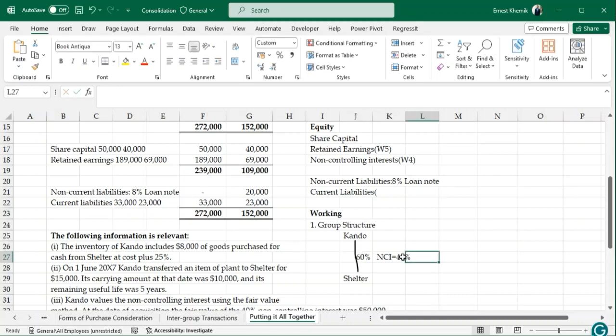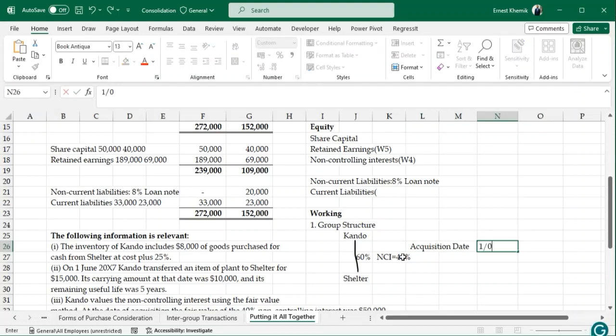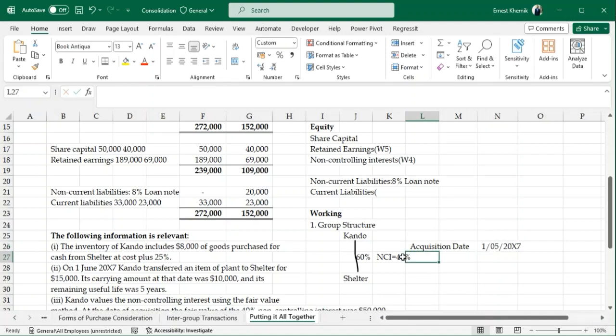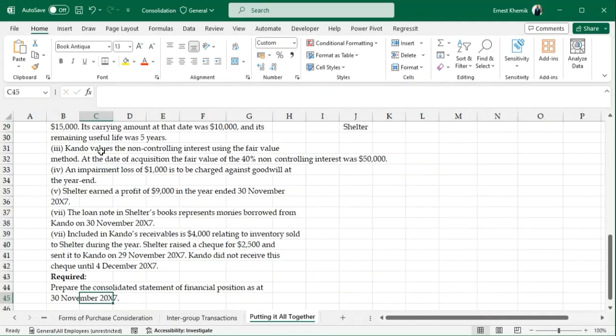All right. Now we have our acquisition date, and that is 1st May 20x7. And then what is our reporting date? The date is in the requirements. Prepare the consolidated statement of financial position as at 30th November 20x7.